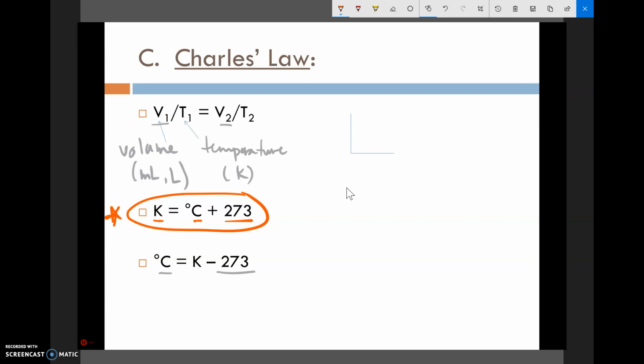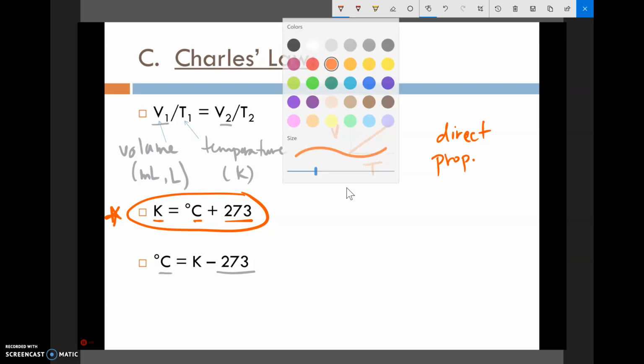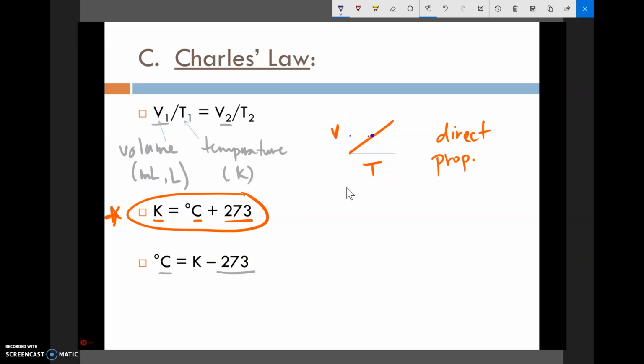Okay, let's talk about proportionality with volume and temperature. If volume is on my y-axis and temperature is on my x-axis, here's what it's going to look like in a graph. This means directly proportional. Another name for this graph would be a straight line graph. Volume and temperature are directly proportional, which means that if we plot, say, 3 different points, every time we look at the corresponding volume and temperature, as the volume increases, so does the temperature. And as the volume decreases, the temperature decreases as well.